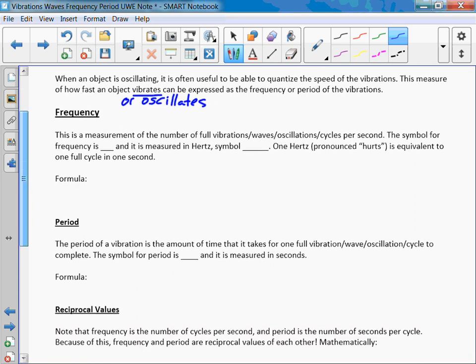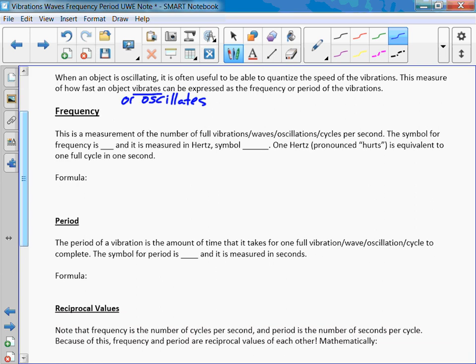Okay, so first, frequency. This is a measurement of the number of full vibrations, waves, oscillations, or cycles per second. A bunch of different synonyms there can be used. The symbol for frequency is lowercase f, and it's measured in a kind of weird unit called hertz, symbol capital H, lowercase z. 1 hertz is equivalent to 1 full cycle in 1 second.